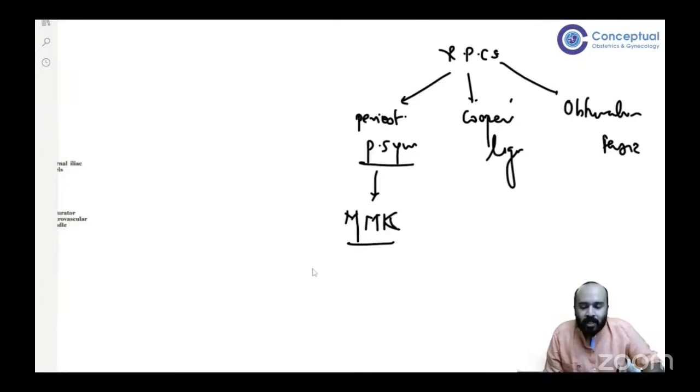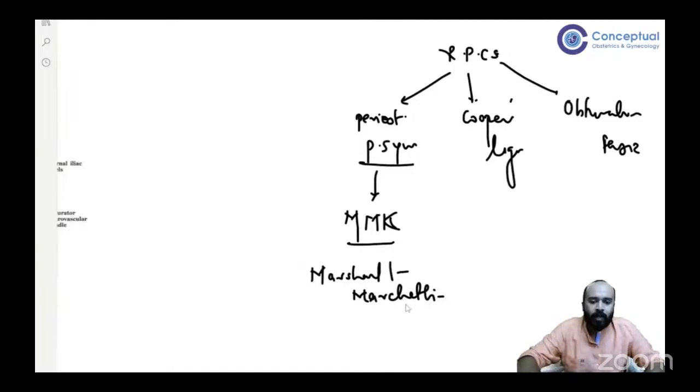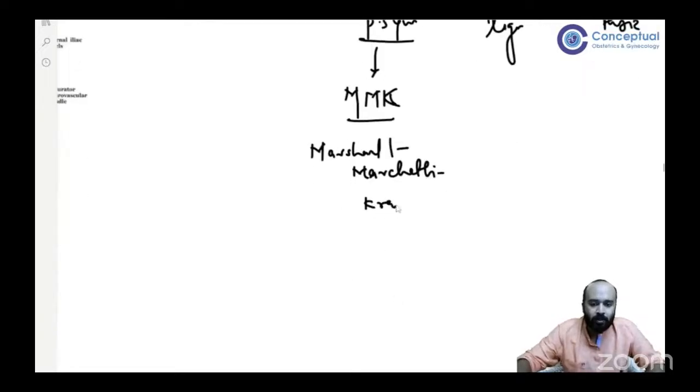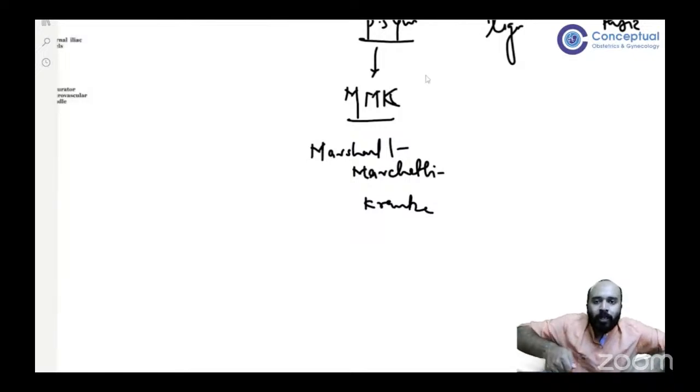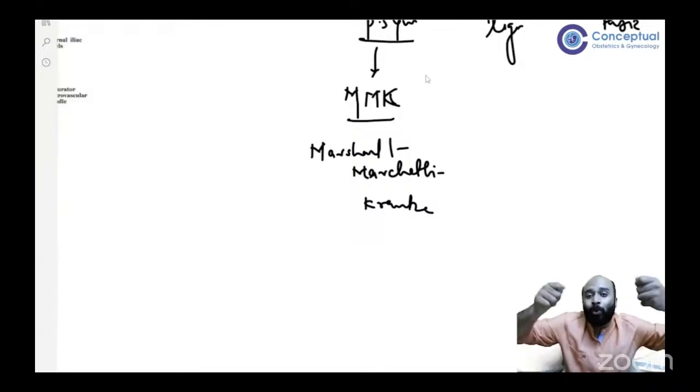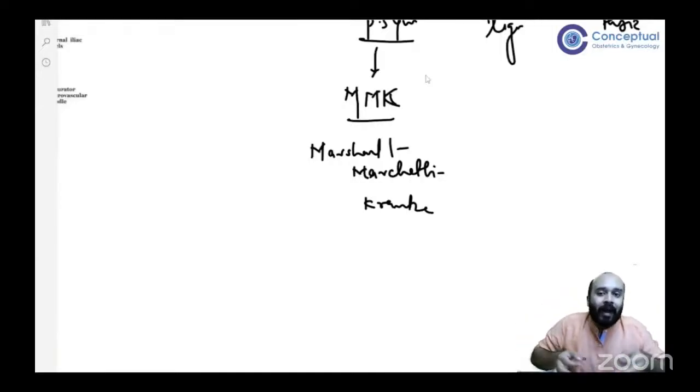MMK procedure stands for Marshall, Marchetti, Krantz procedure. What this is doing is, it is pulling the urethra towards the pubic symphysis and is giving support to the neck of the bladder at the beginning point of the urethra.